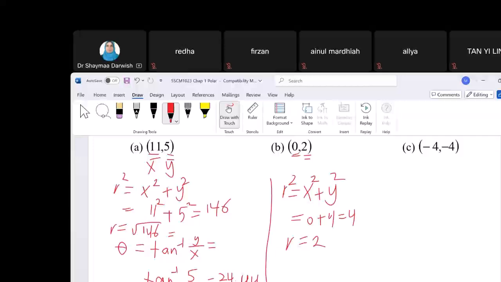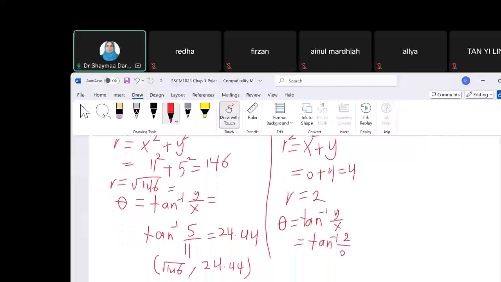Now theta, tan inverse y over x. Which means tan inverse, y is 2, x is 0. What is tan inverse of 2 over 0? Actually, 2 over 0 is infinity. So tan inverse of infinity is equal to 90 degrees. Yes, exactly, 90 degrees.